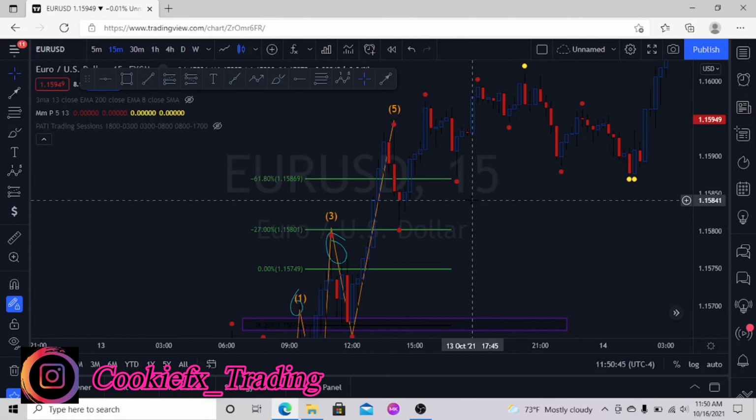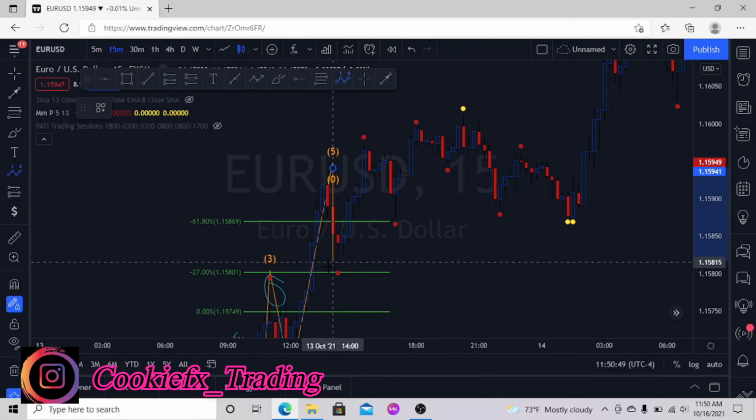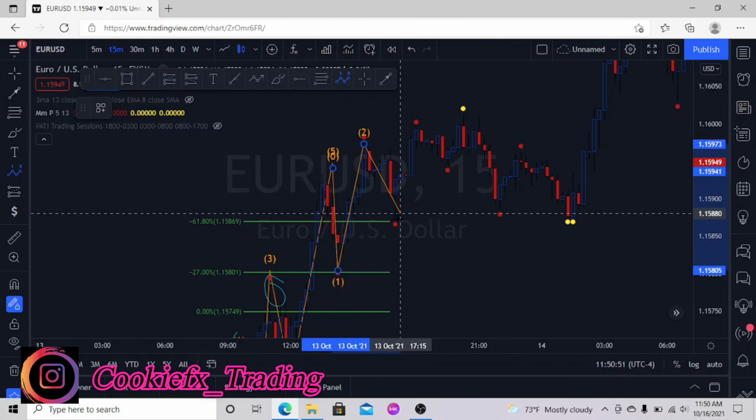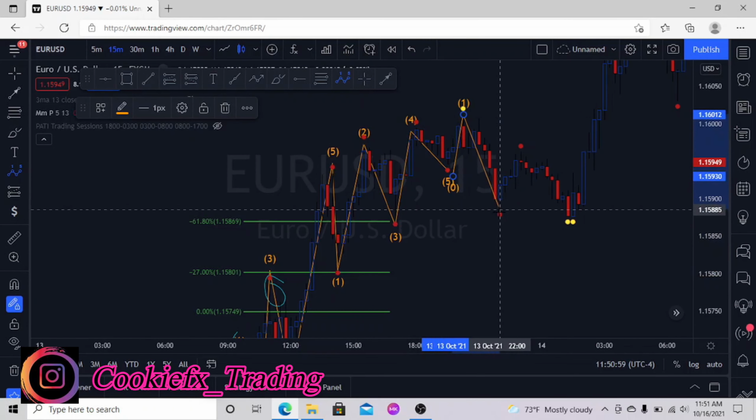and it keeps going. And on top of that, it's still on this trend. Point 6, 7, 8, 9, and then point 10, point 11, and then here is where the structure gets broken.